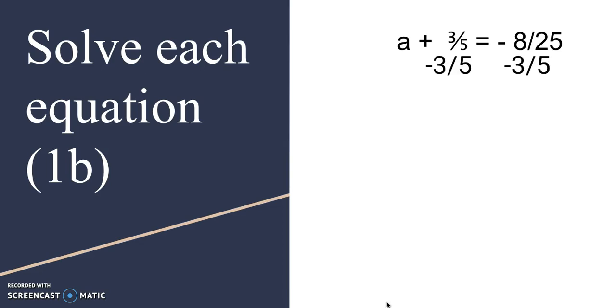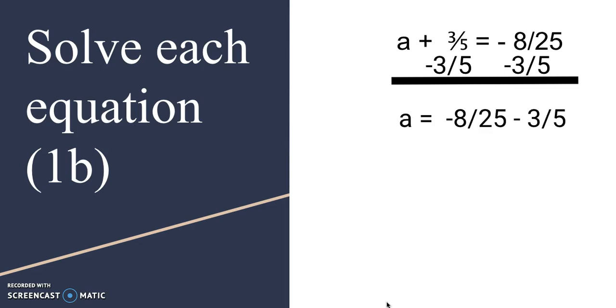So first thing you're going to do is to get the fractions on the same side of the equal sign to get your variable by itself. So we subtract 3/5 from both sides. We draw our equal sign. Remember, we got to keep the scale balanced. So what you do to one side, you must do to the other. Your a is brought down, and then you have -8/25 minus 3/5.